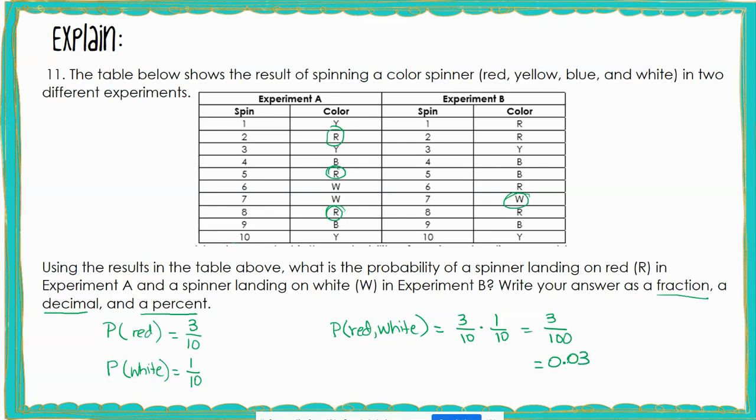Then, to take our decimal and move it to a percent, we would multiply our decimal by 100, which is the same as moving our decimal 2 places to the right. Well, when we move this decimal 2 places to the right, it's going to end up right here behind the 3, which means this is 3%.